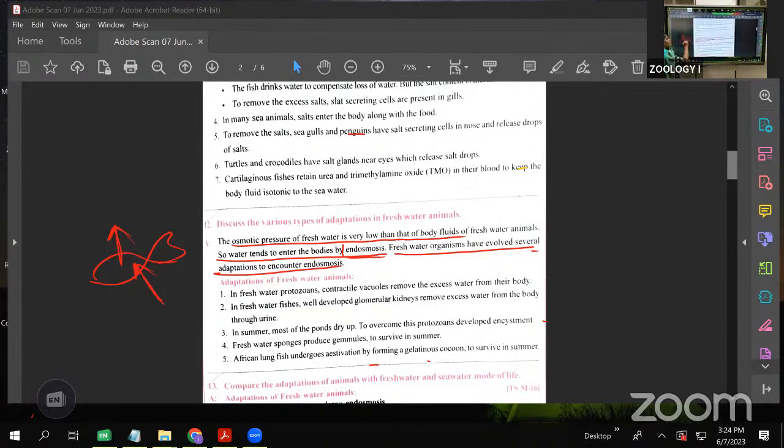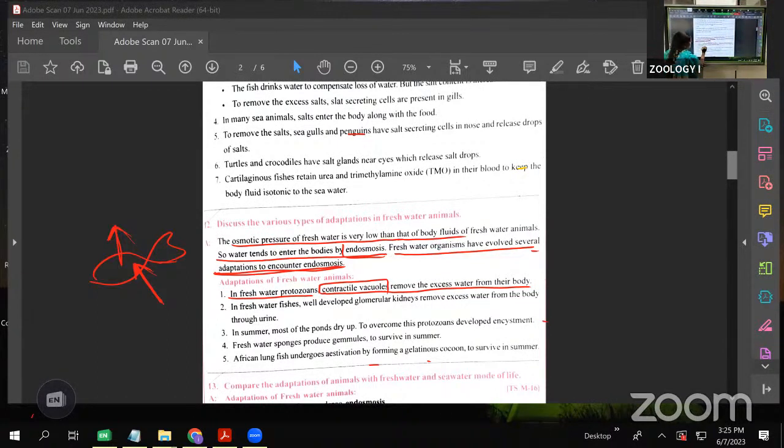Endosmosis means they have more water inside the body. To prevent this, some adaptations are there. What are they? The freshwater protozoans, like amoeba, have contractile vacuoles to remove the excess water. Every time water enters the body, there is excess water. For removing it, the protozoans have vacuoles that we call contractile vacuoles.